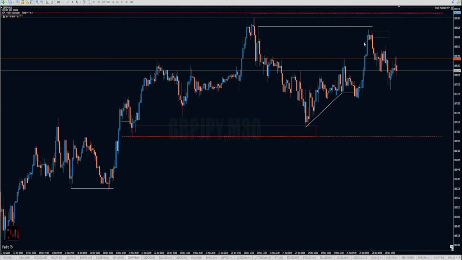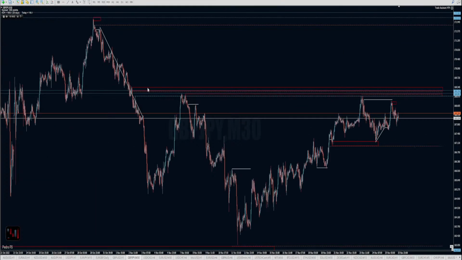You are asking me if it can fake out to 170. 170 is above, right? You're looking way higher. 175. All the way until here. Is this the level? Yeah, maybe that's the level that you're looking for.